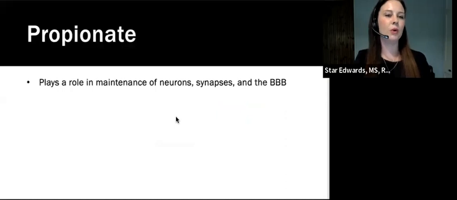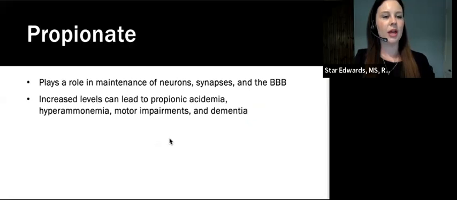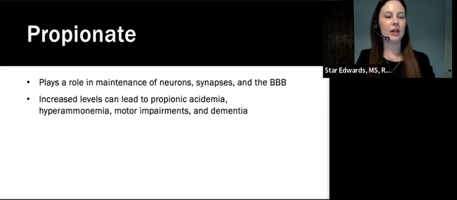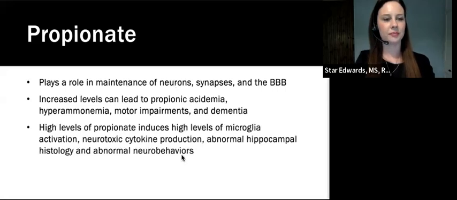Propionate plays a role in the maintenance of neurons, synapses, and the blood-brain barrier. Its increased levels can lead to propionic acidemia, hyperammonia, motor impairments, and dementia. So propionate is the one that, when I'm looking at the short chain fatty acids, if it is elevated, then we may want to dig a little bit deeper and ask about neurological symptoms, because sometimes having elevated propionate is connected to some of those neurological conditions.